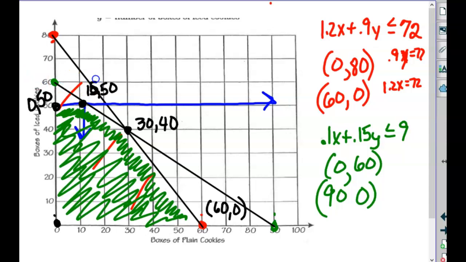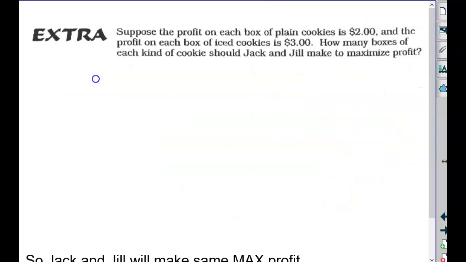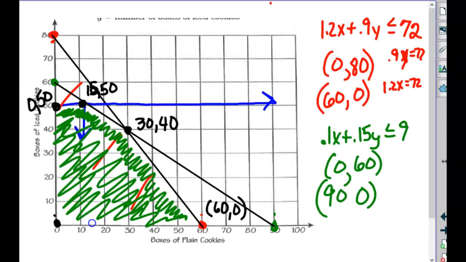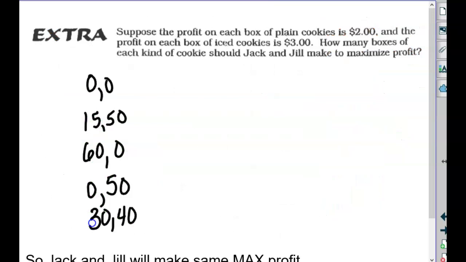Okay. I need those corner points, guys. They were (0, 0), (15, 50). Anybody give me the rest of them? (60, 0), (0, 50), (30, 40). Did I have an extra one that I shouldn't have? 1, 2, 3, 4, 5. Which one should I not have? 1, 2, 3. Oh, that's 5.